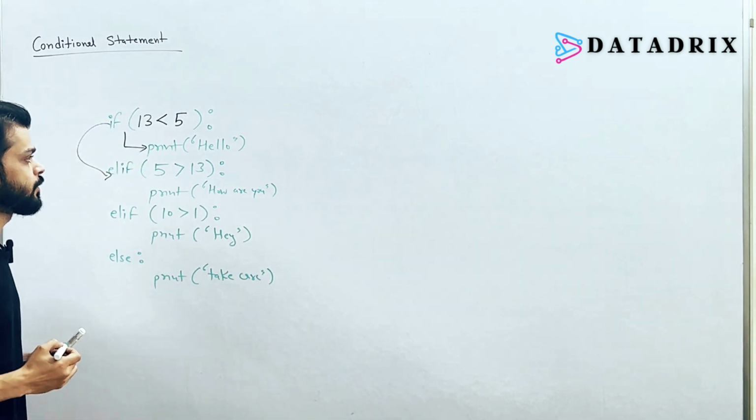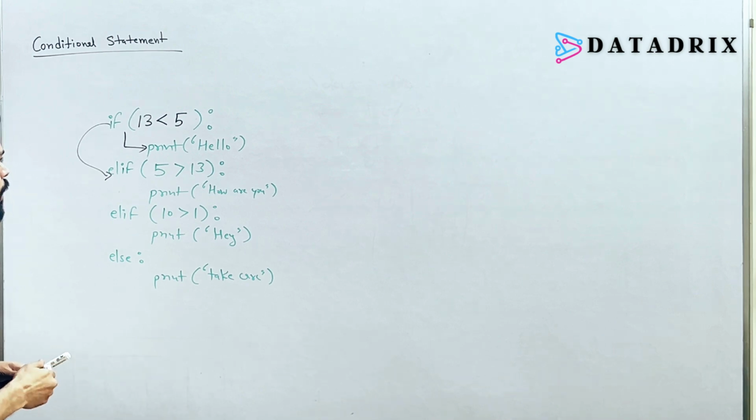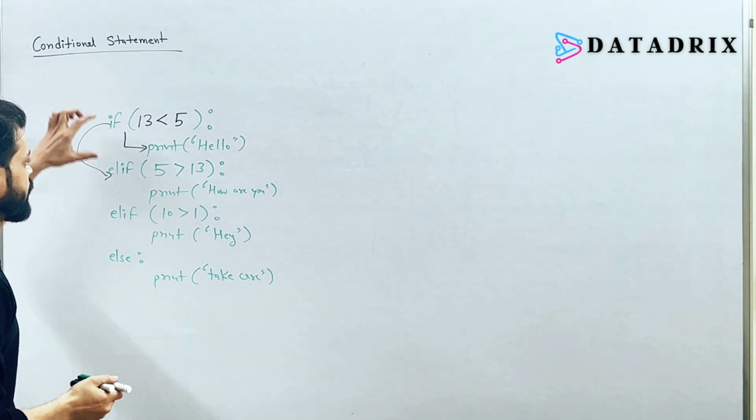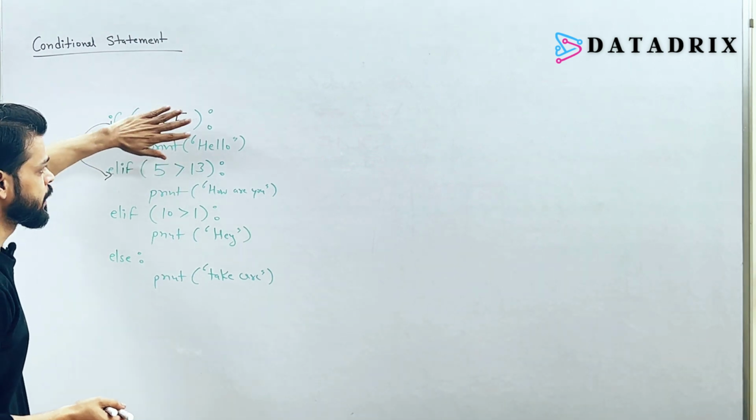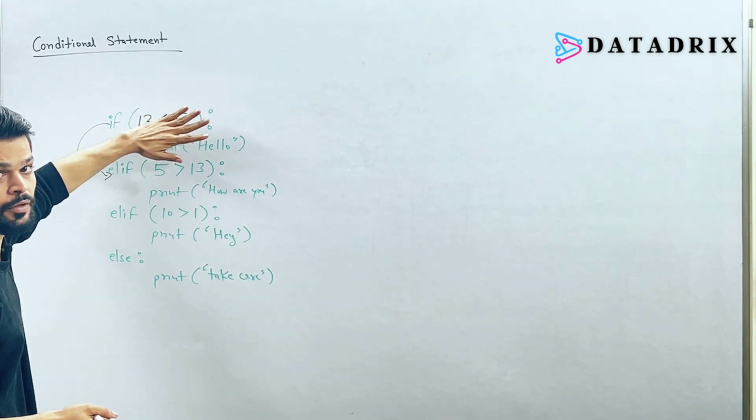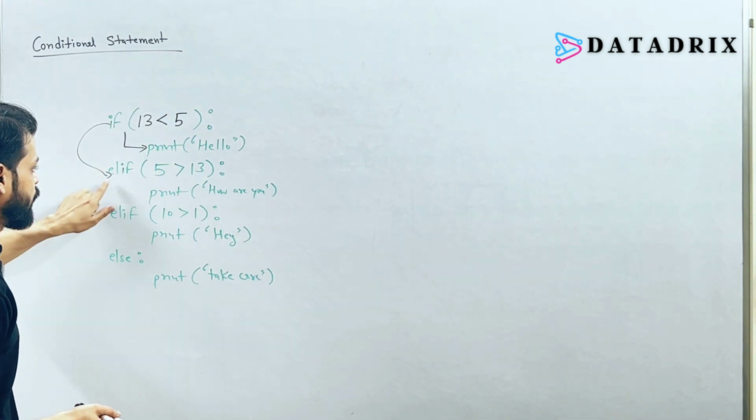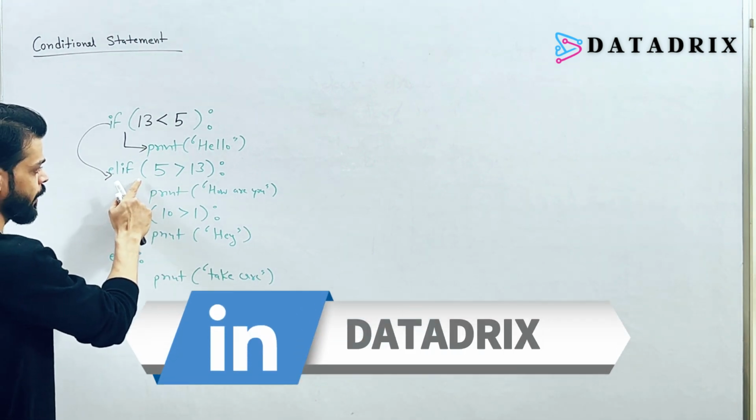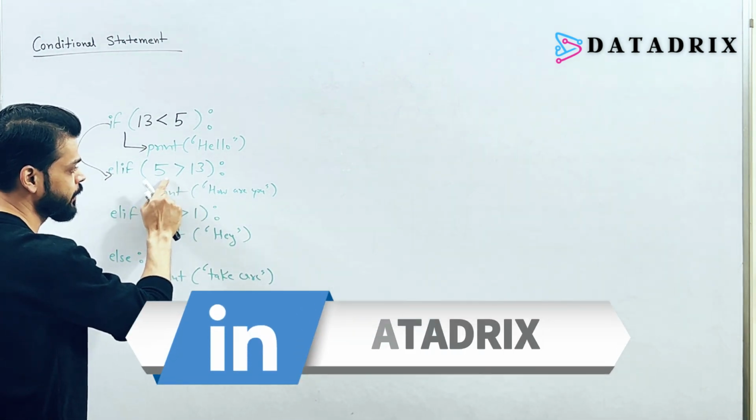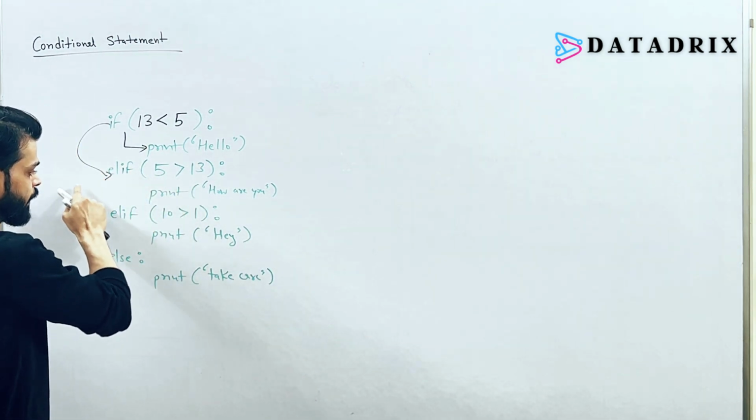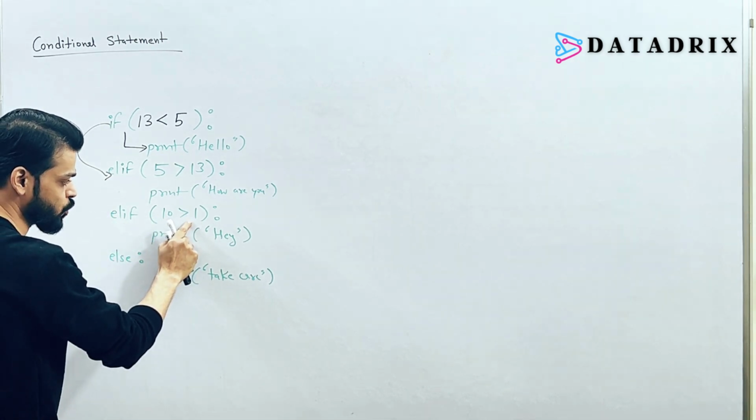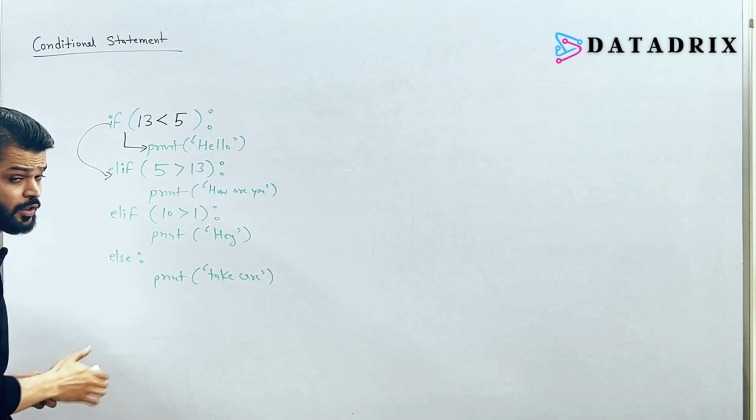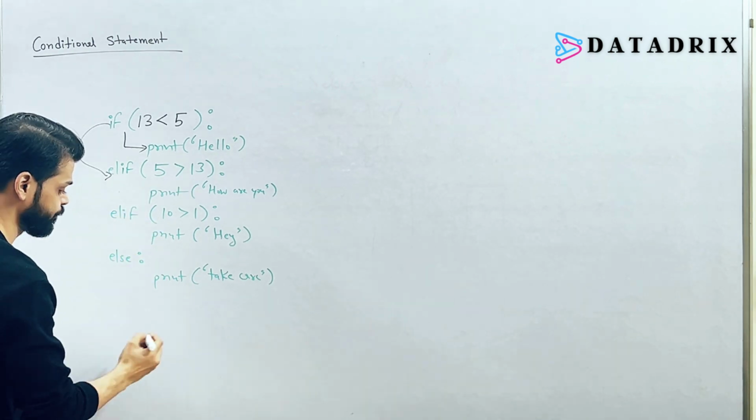Now we need to understand how exactly it will work. First, it will execute this statement 13 less than 5. The condition is false. It will discard this particular statement. Now it will continue to the next statement, which is elif. Elif 5 greater than 13. Again, this is false. It will go to the next condition. Elif 10 greater than 1. So the condition is true. Now in this case, this entire code, it will print hey.